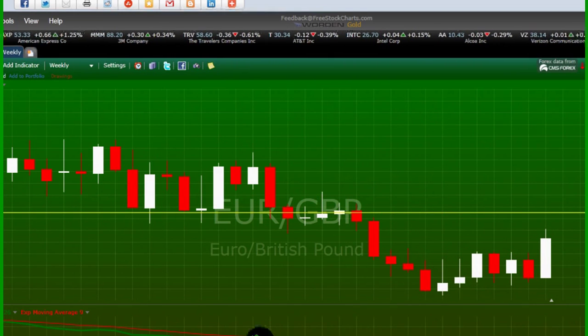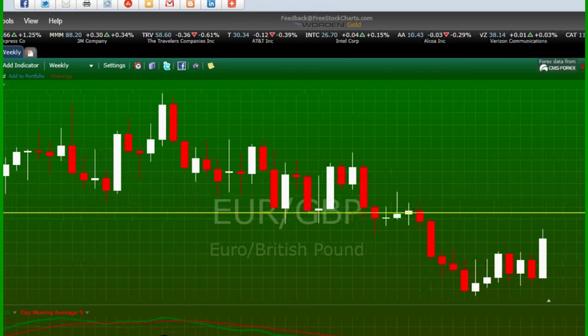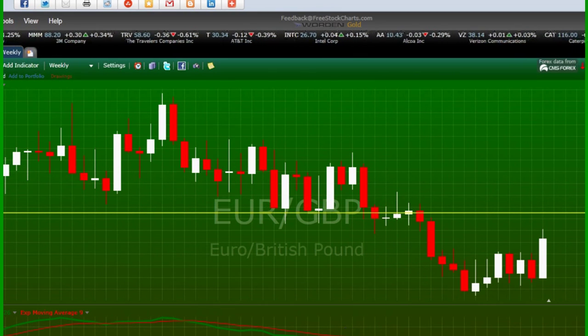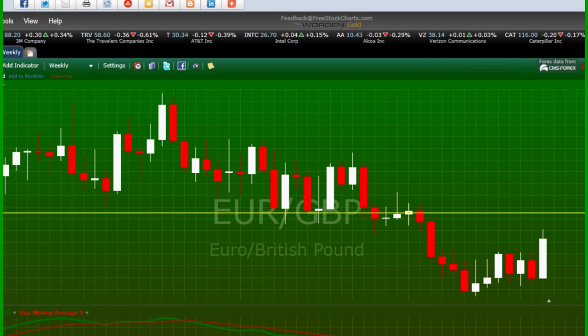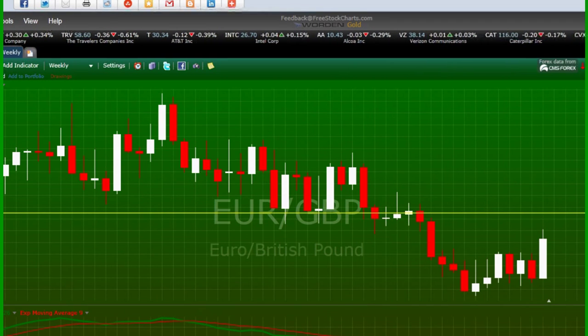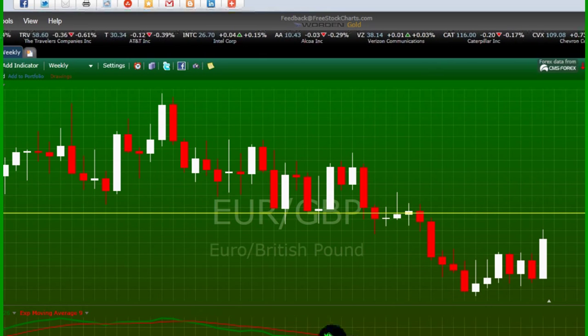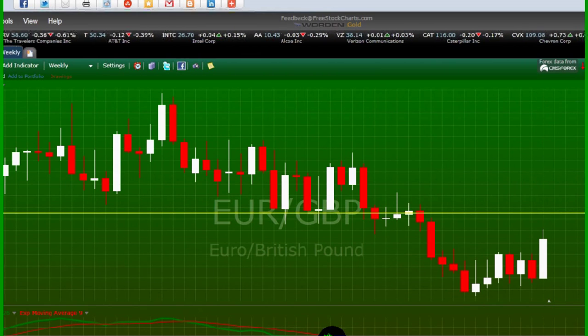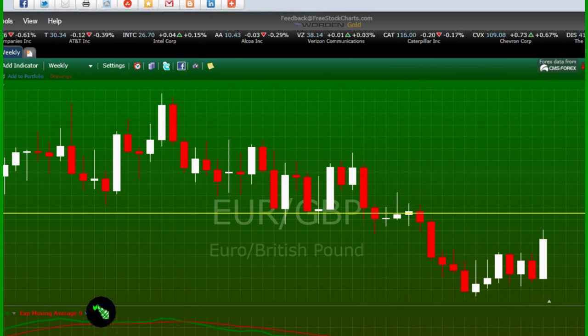So how do we trade it? When we are trading, use this simple, powerful tool, the moving average convergence divergence. You see here, it's bearish, below the zero line. So we know that we are in a bearish zone according to MACD. So how do we trade it?